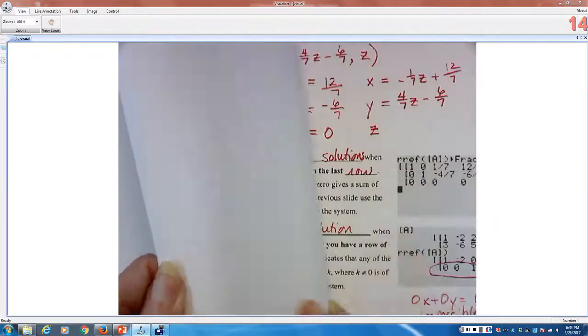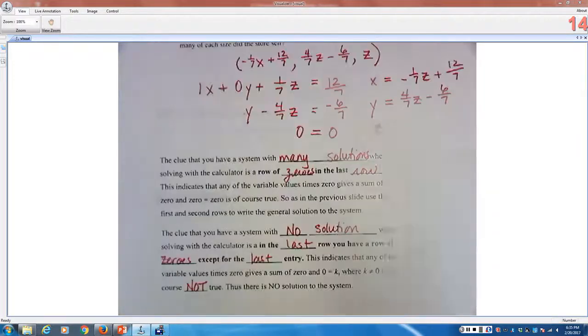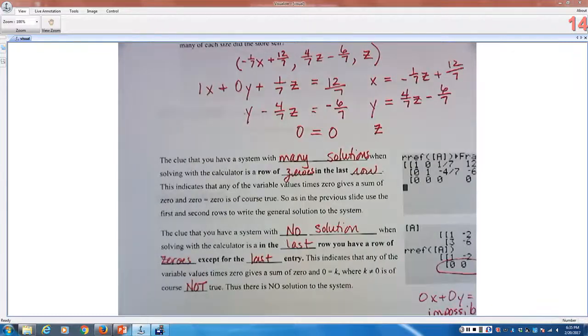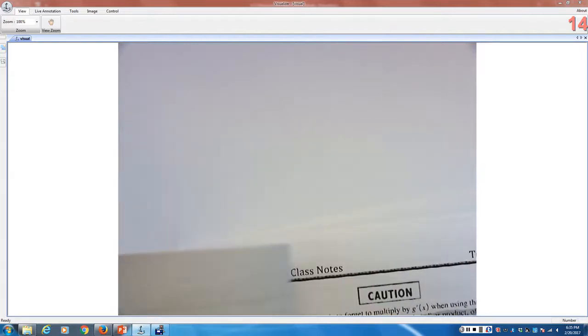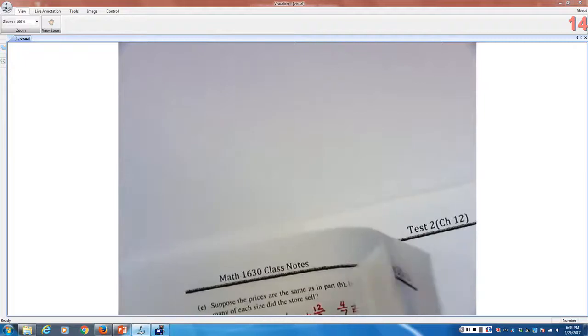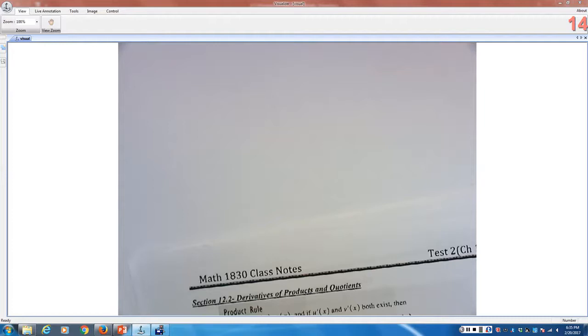Get the PowerPoint for, somehow I wound up with my 1630 notes still in here. Along with my 1830 notes. And one page.